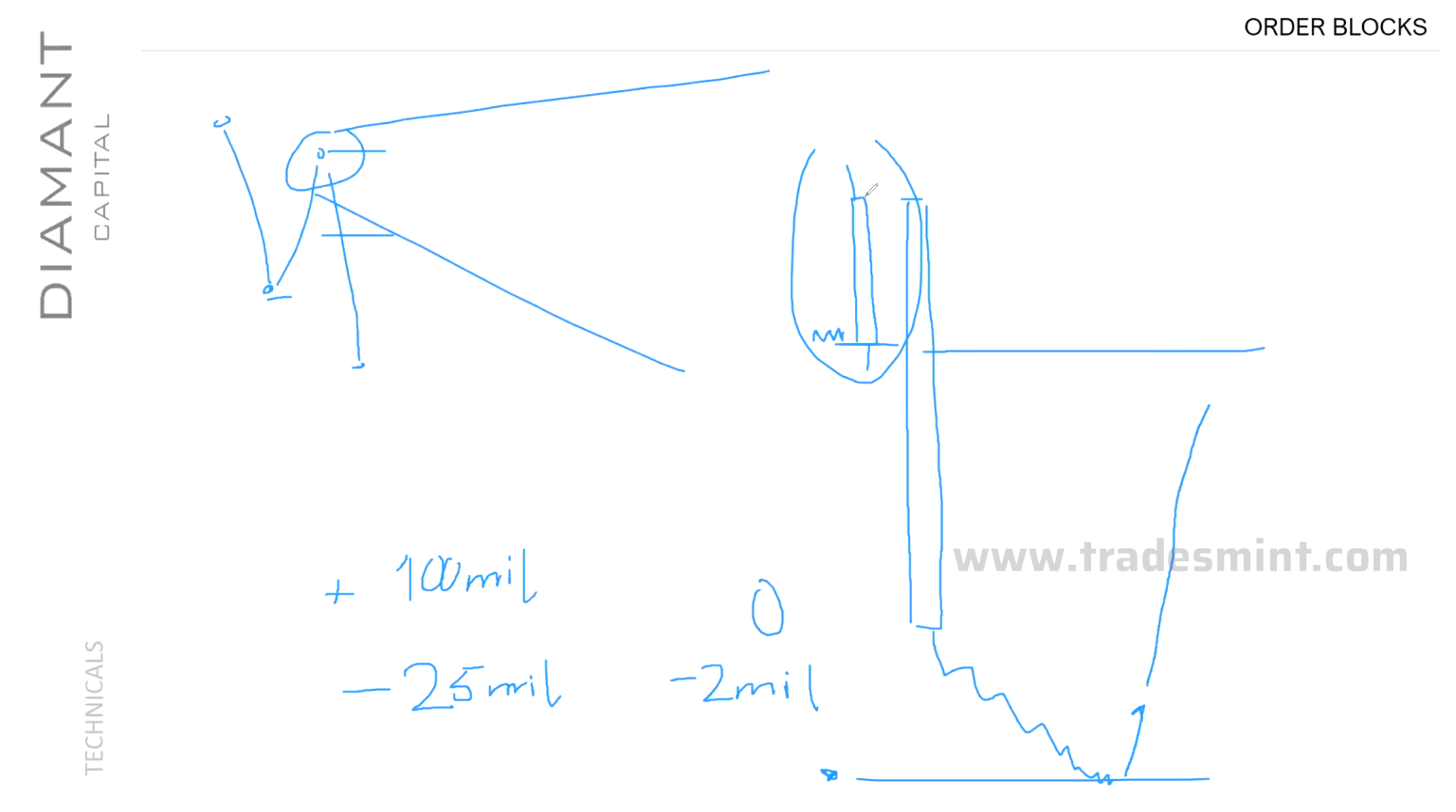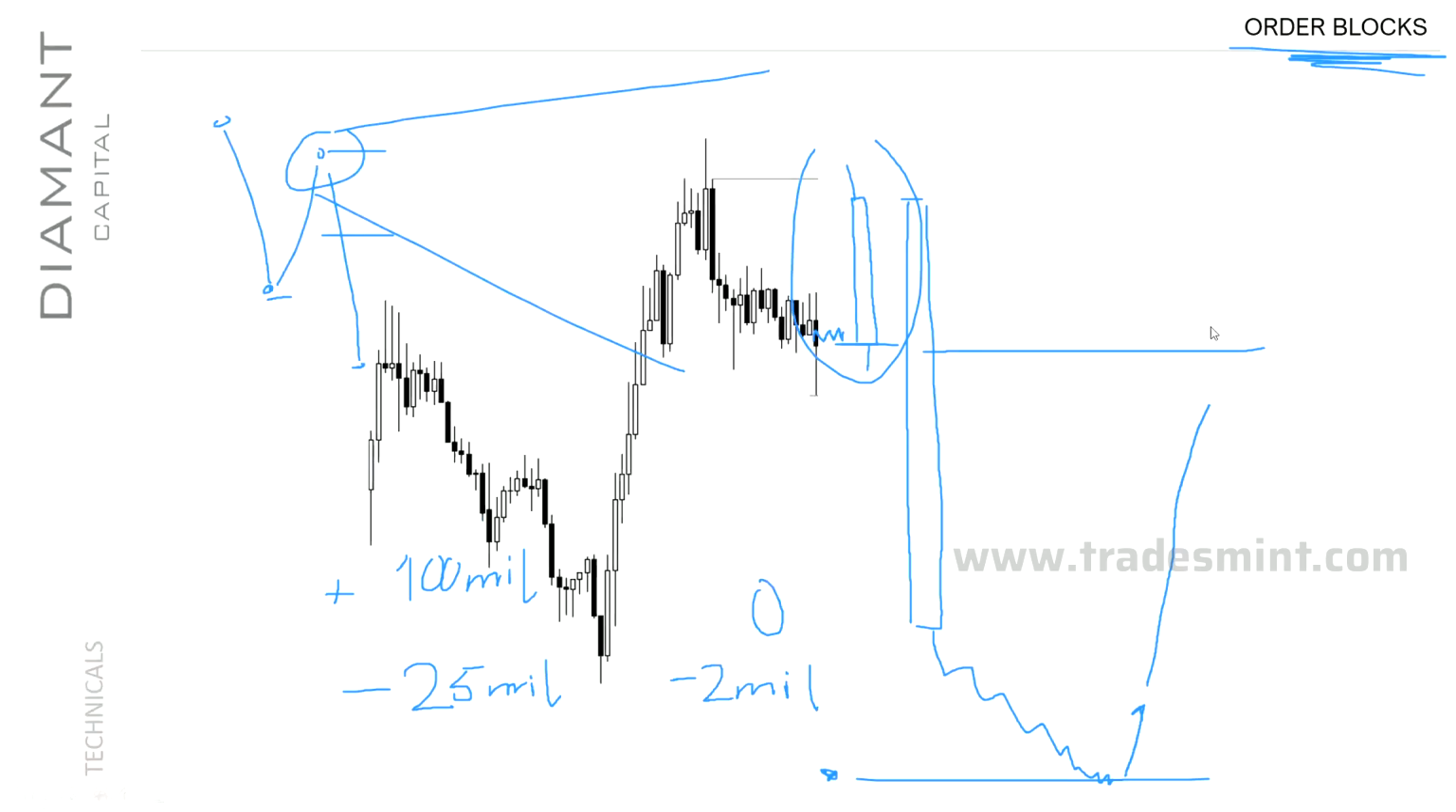You need to understand how markets move, why they move, and what they leave behind. And that is what we call order blocks. So let me just move on to the next slide. I'll clear up the annotations that we've just got.